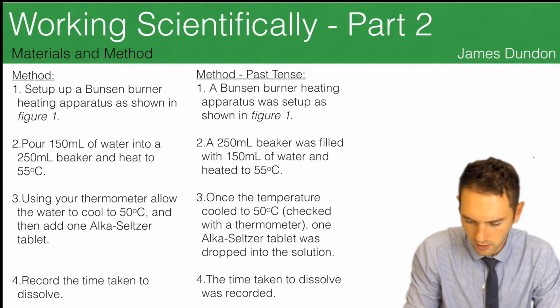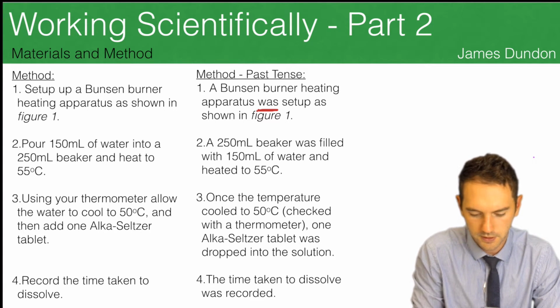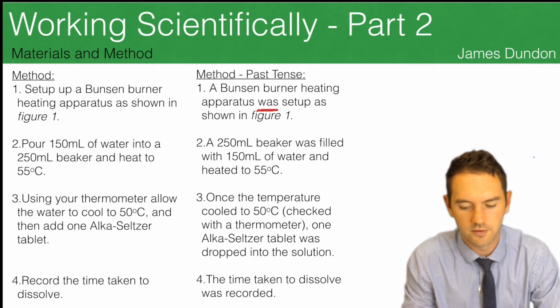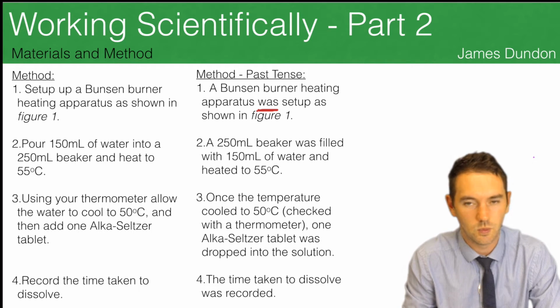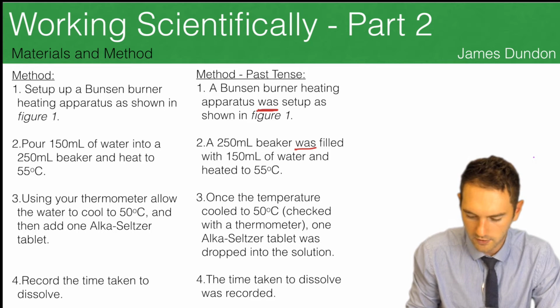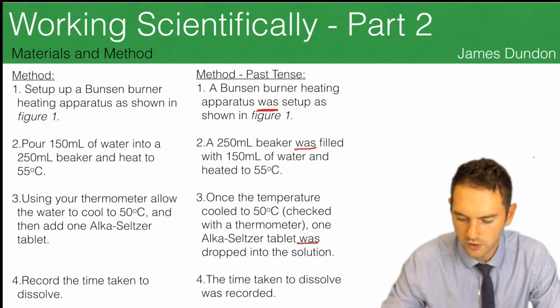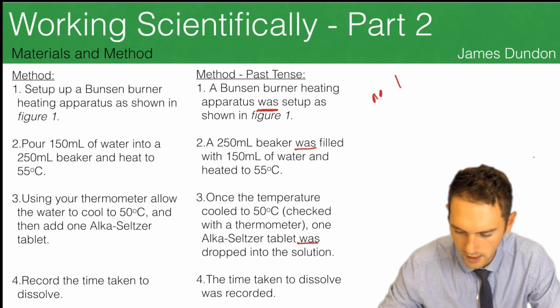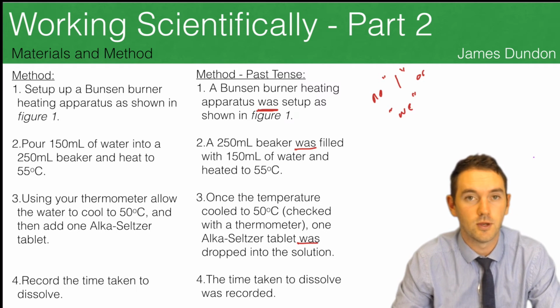So the "was" indicates that it was past tense, and "set up" says present tense or do in the future. So we want to make sure all of them are now in the past because that's how we did it. So a 250ml beaker was filled up. Once the temperature cooled to 50 degrees, 1 Alka-Seltzer tablet was dropped into the solution, and so on. You also notice that there's no I or we, anything like that. Okay, we take those personal pronouns out.